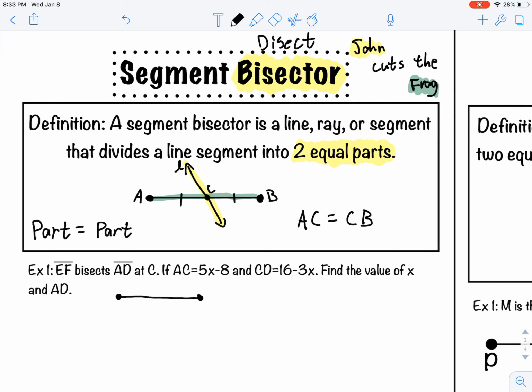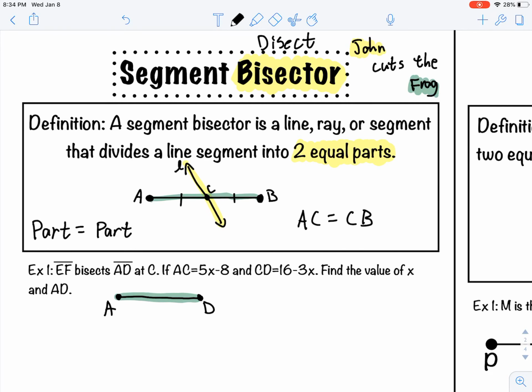Okay? All right. Now I got to figure out who's getting cut and who's cutting. So I got to figure out who is my frog. So to label that correctly, is that EF or is it AD? All right. So EF bisects AD. Now if we look at our sentence back at the top, John cuts the frog. The frog came second in the sentence. So if EF bisects AD, what came second? AD. So we're going to label this AD. Okay, so that means EF is our bisector.